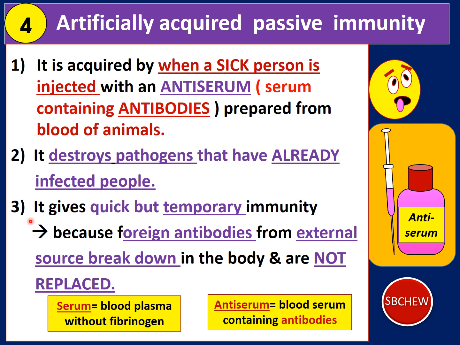Number 3, it gives quick but temporary immunity. So quick immunity because the antibodies are injected into the blood at a high concentration above the level of immunity to give immediate immunity to the person. But it's temporary because these antibodies are from an external source, like from the blood of animals. So they are foreign antibodies. And since they are from external sources, they will break down in the body very quickly and they are not replaced, because the lymphocytes of the person did not produce the antibodies. It was from an external source.